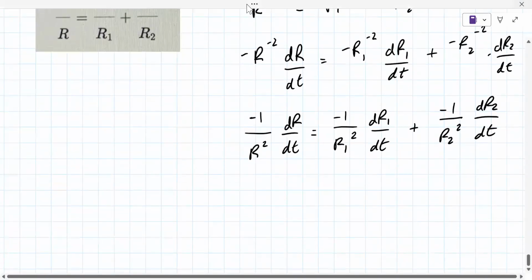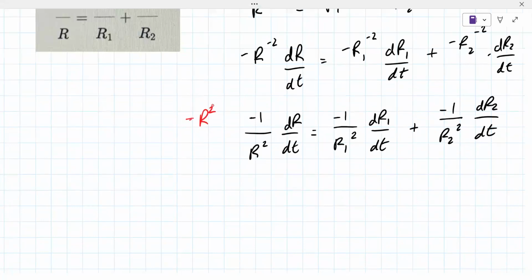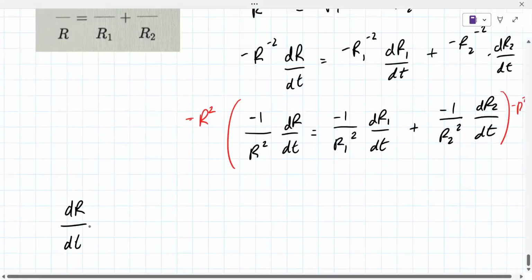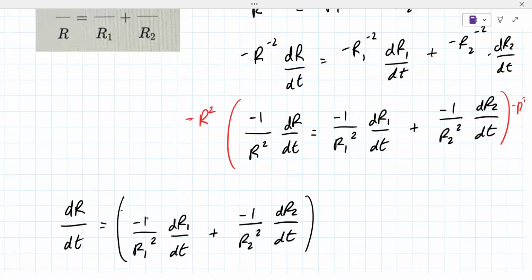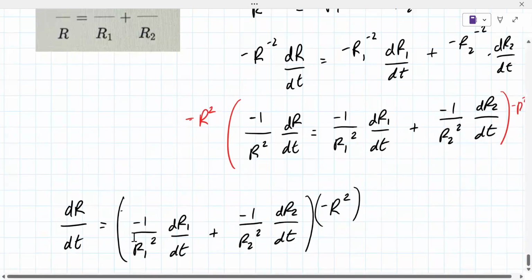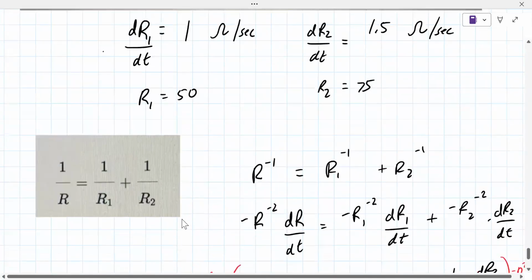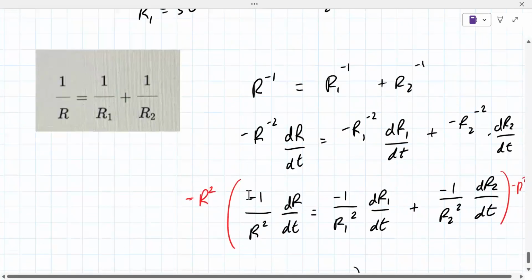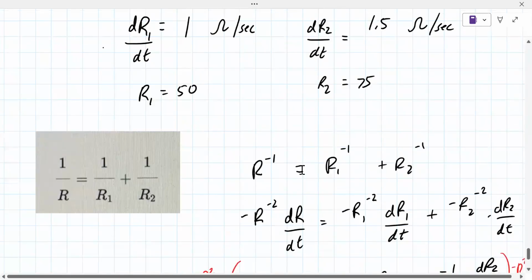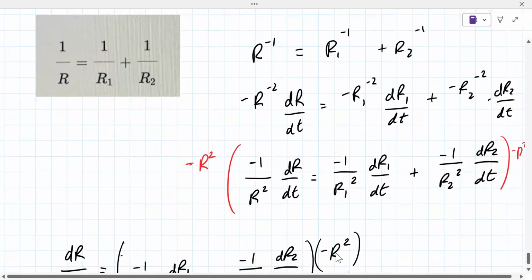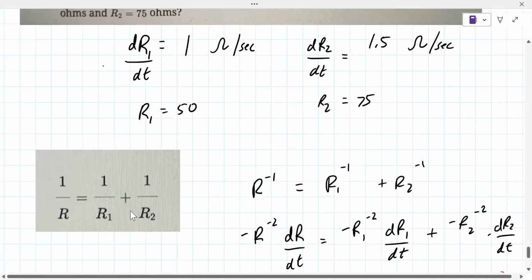To solve this, we multiply everything by negative R squared on both sides. So dR/dt equals all of this times negative R squared. Now we have to figure out whether we have each of these things. Do we have R1? Yes. dR1/dt? Yes. R2? Yes. dR2/dt? Yes. Do we have R though? We do not have R, but we can get it from this equation.